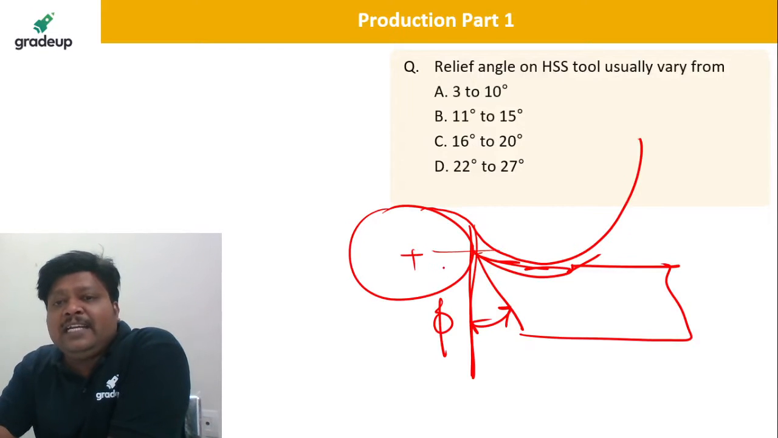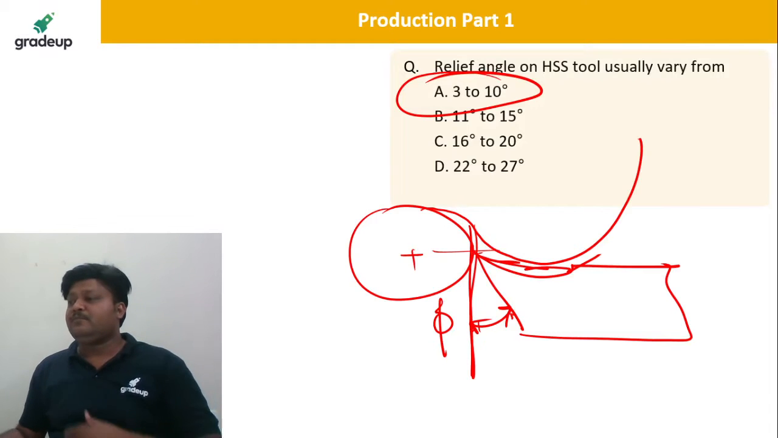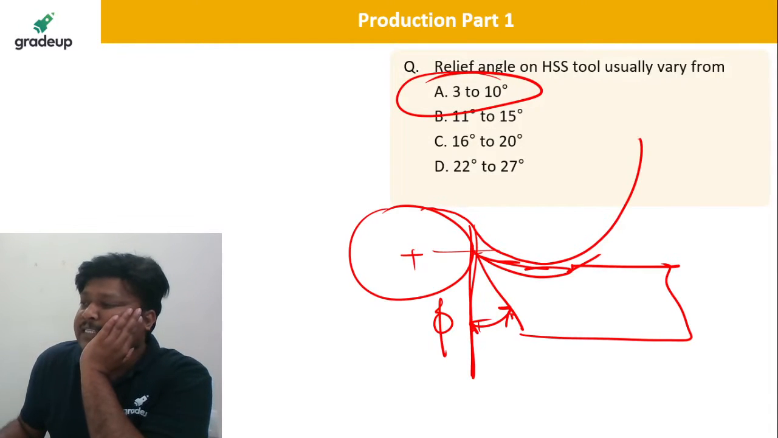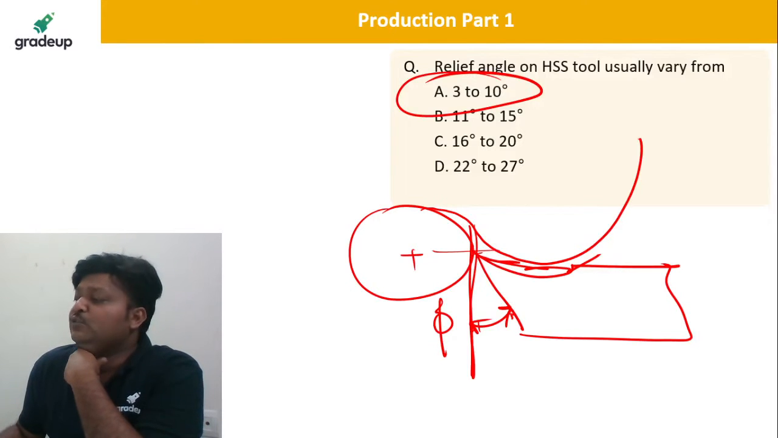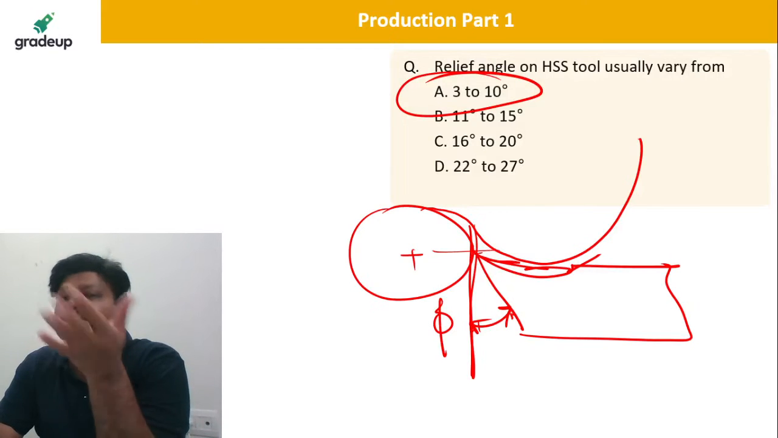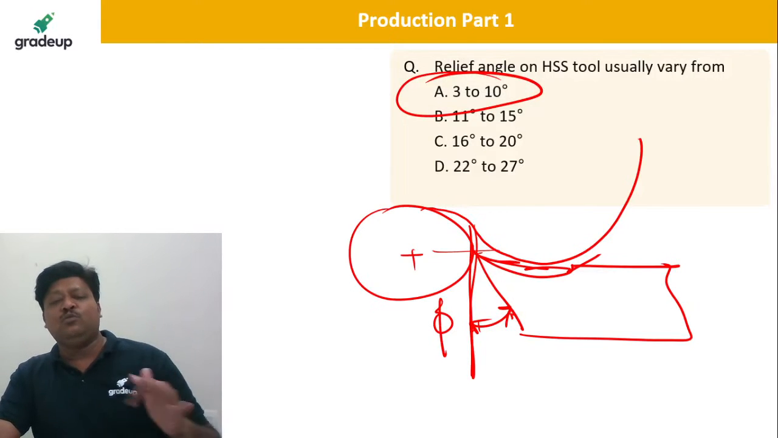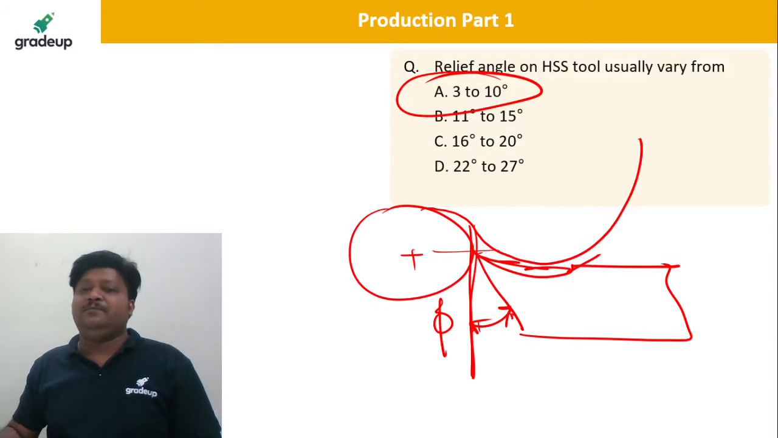Tell me, how much is this relief angle? Usually it is very small, from 3 degrees to 10 degrees. A is the correct answer, dear. Not 11 to 50. It should usually be 3 to 10 degrees. If it is not present there, definitely there will be friction, and instead of cutting there will only be rubbing of the tool. That you know very well.